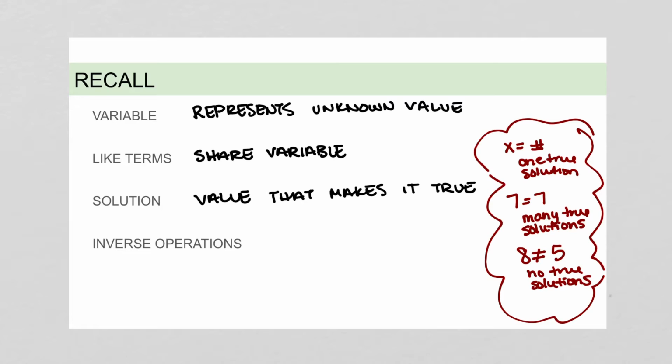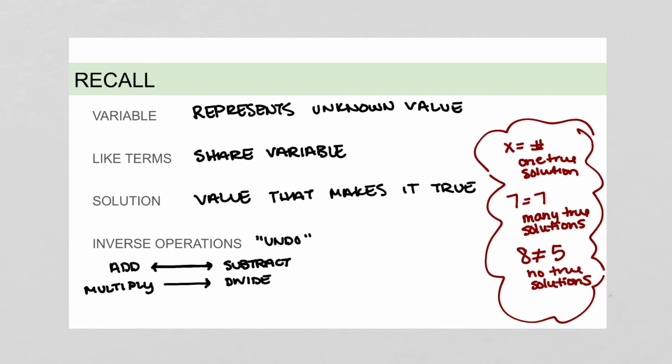Now finally, we're going to remember what inverse operations are, and we need to remember that they basically undo an operation. So how do we undo addition? We subtract. And we can look back and say that we can undo subtraction by adding. How do we undo a multiply? Well, we will divide. And how do we undo divide? We will multiply.